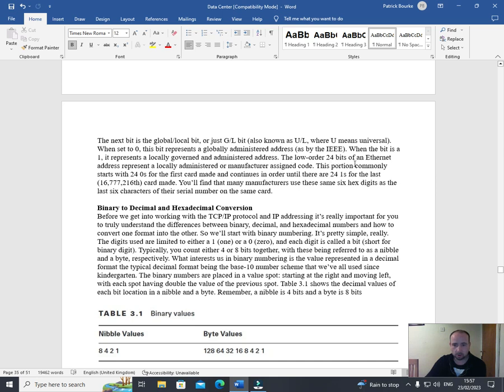The low order 24 bits of an Ethernet address represent a locally administered or manufacturer assigned code. This portion commonly starts with 24 zeros for the first card made and continues in order until 24 ones for the last, 16,777,216th card made. You will find many manufacturers use the same 6 hex digits as the last characters for their serial number on the same card.